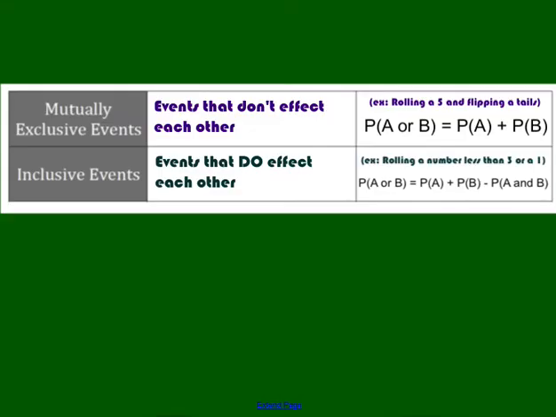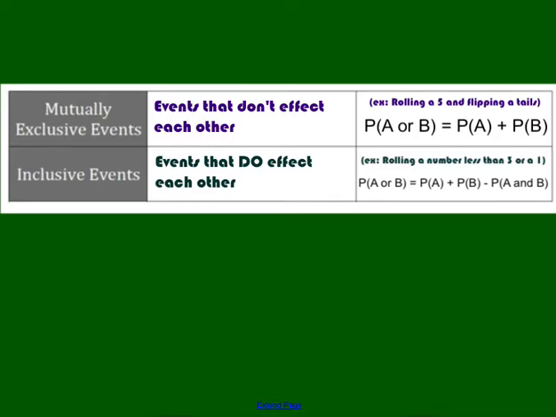All right, let's take a look at mutually exclusive versus inclusive. Mutually exclusive events are events that do not affect each other. For example, rolling a 5 on a die and flipping a tails. Dice and coins don't affect each other, so all we have to do is simply add the probabilities, and that's basically what we did on that first problem.